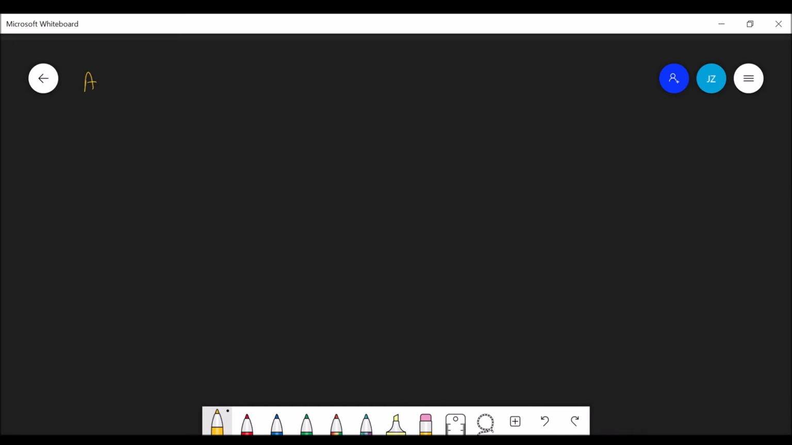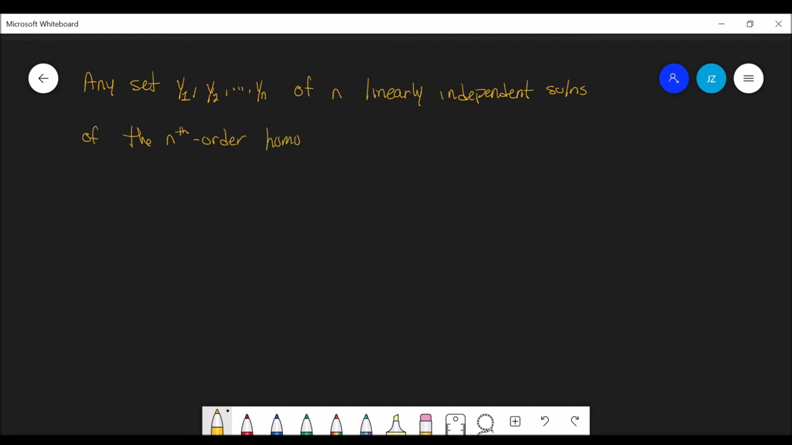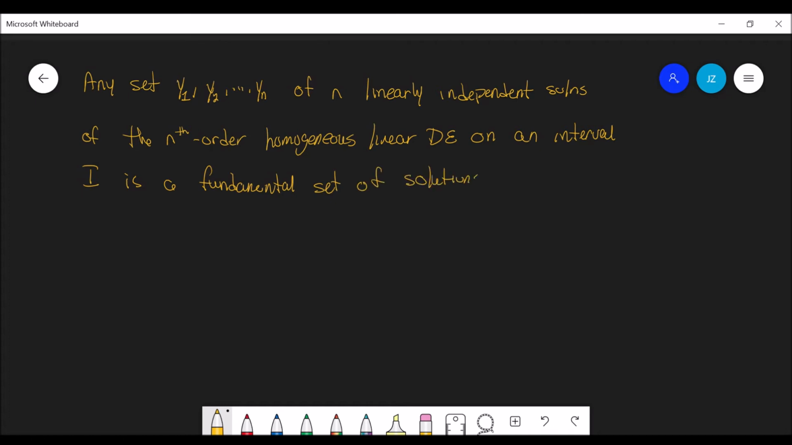Any set y1, y2 through yn of n linearly independent solutions of the nth order homogeneous linear differential equation on an interval I is a fundamental set of solutions, or a fundamental solution set.